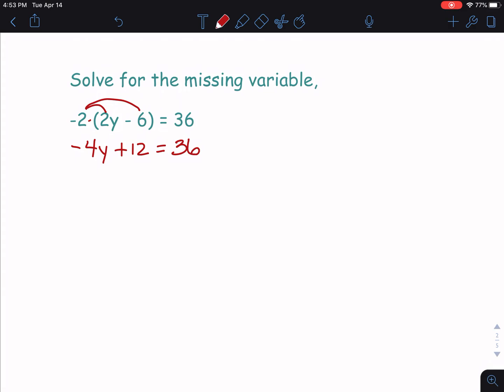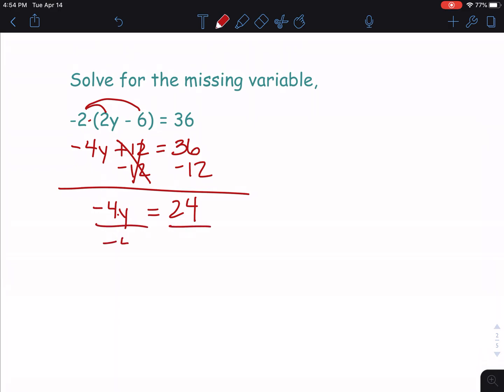Now I can start using my inverse operations. Once I've done that distributive property, this is now a two-step equation to solve. Once again, I'm going to undo my addition before I undo my multiplication and subtract 12 from both sides. 12 minus 12 is 0, so I don't need to write that anymore. I'm left with negative 4y equals 24. And then once again, this is saying negative 4 times y. Not subtraction here, this is multiplication. So I'm going to divide both sides by negative 4.